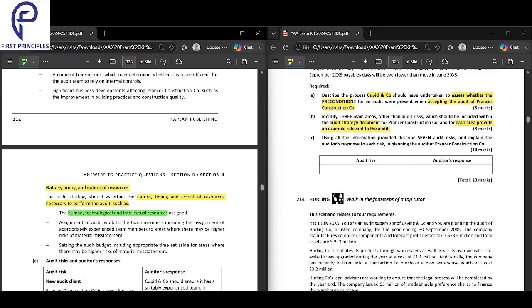Second, the team members, including the assignment of appropriately experienced team members where there may be higher risk of material misstatement. The assignment of audit work to team members: how have they assigned all the work? And next, setting the audit's budget, including appropriate time set aside for areas where there may be high risk of material misstatement. So three things will be there in the audit strategy that we have to discuss.